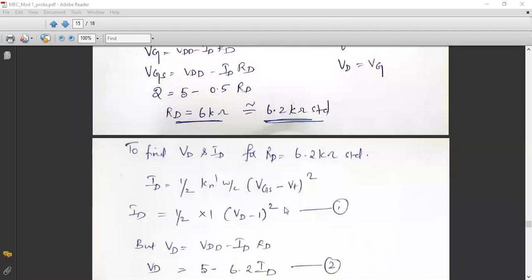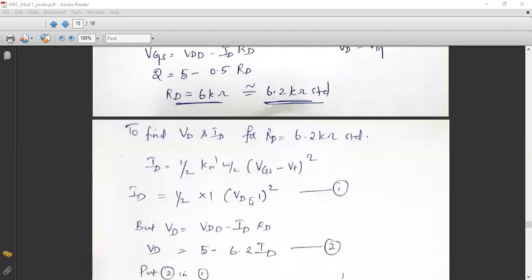So again, you will write the equation. In place of VGS, you can substitute VD because VGS is same as that of VD in a gate to drain feedback circuitry, as I have explained before. So this main equation you can manipulate like this. ID is equal to half into 1 into VD minus 1 the whole square. Please don't convert this milliamps into ampere because your equation will get complicated. Retain as such so that you can expect your answer in milliampere.